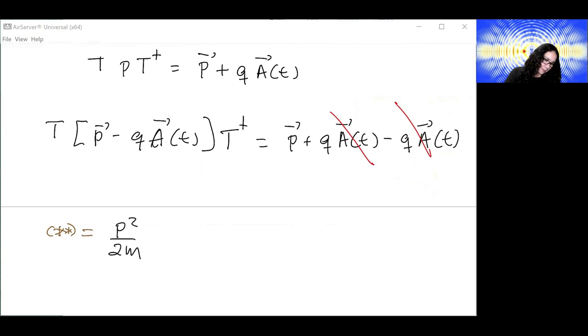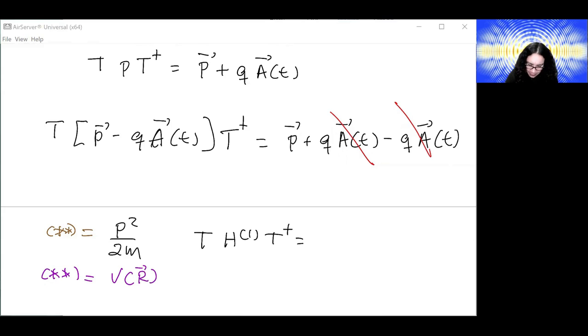So make it purple, is going to give me VR, because all this commuted. So I can say that TH1 T dagger is going to be equal to P2 over 2m plus VR, whereby P and R here are operators, okay? Now note the following, that your coupling with the field is gone. You had a coupling with the field via the vector potential, and now this coupling is gone.